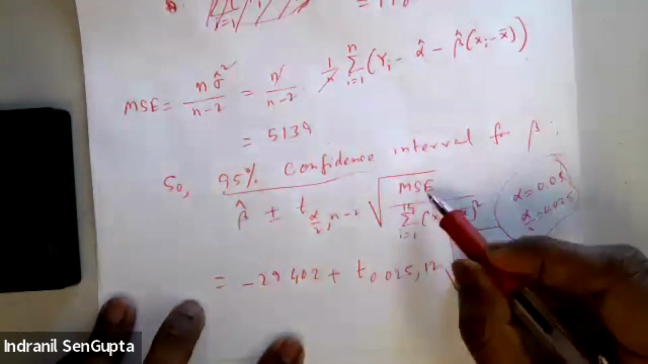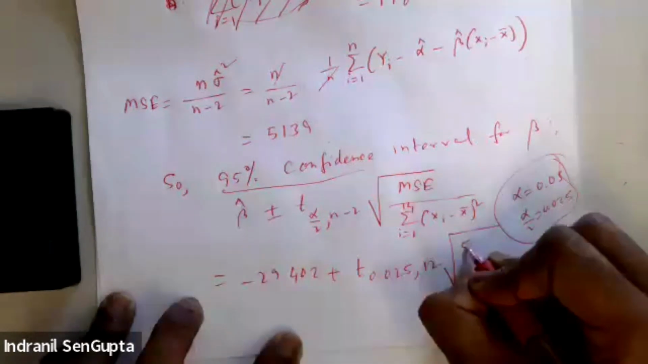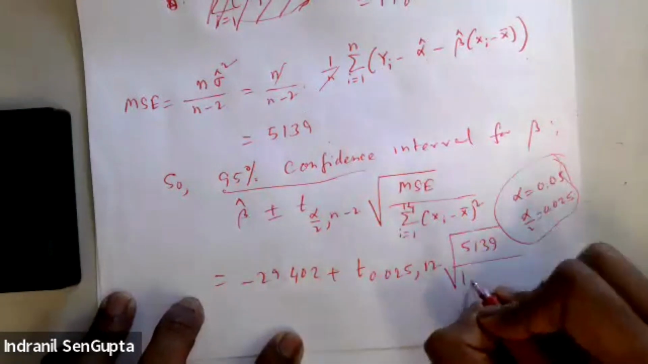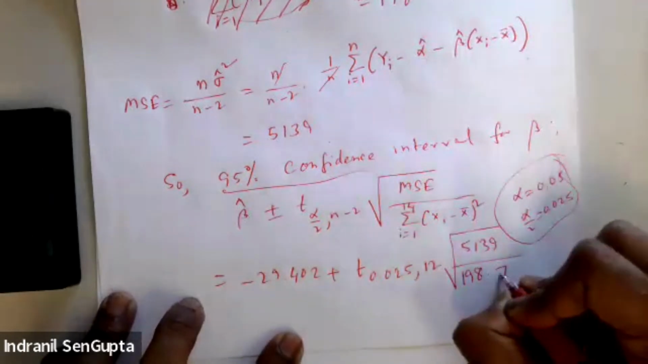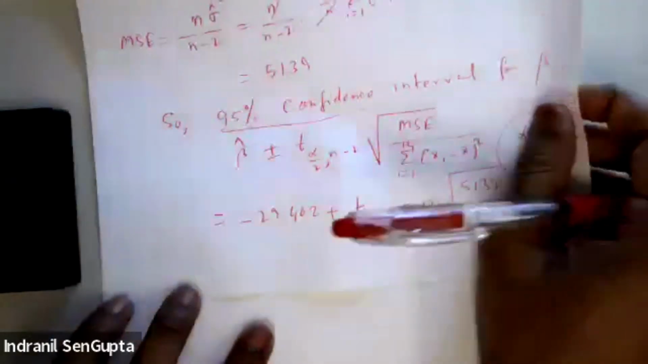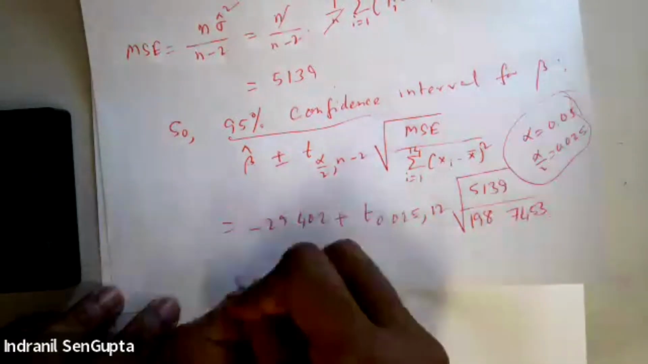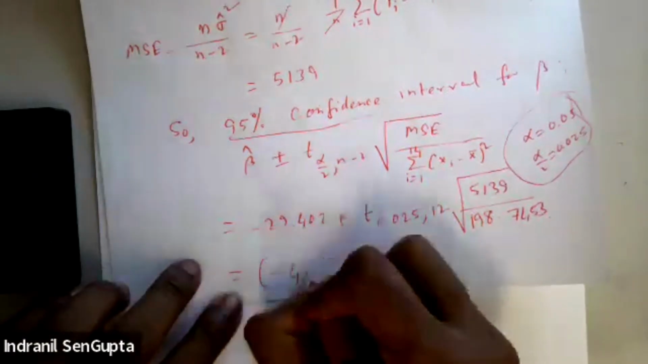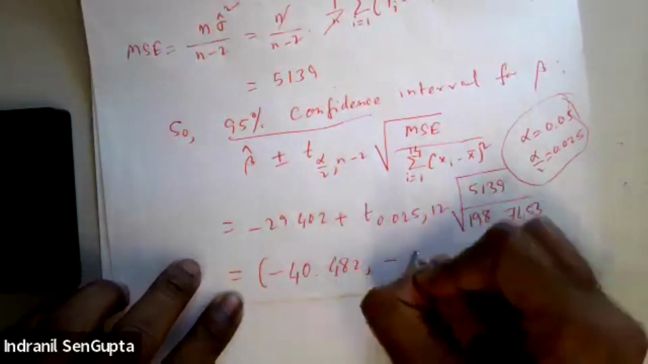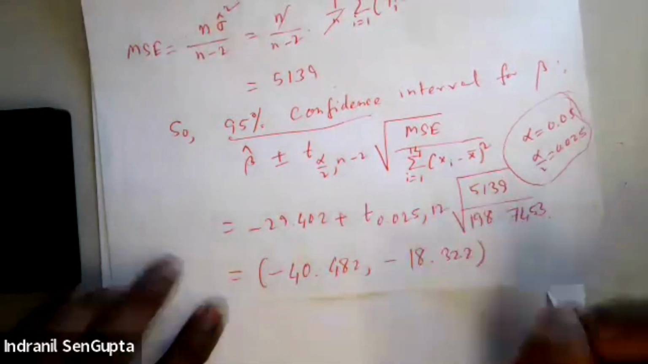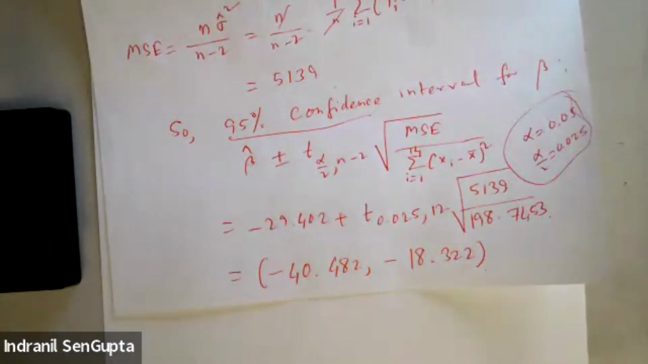And then we have all these numbers. So MSE, we found this is 5139. And this is something we found, 198.7453. So if you compute, it's minus 40.4822 minus 18.32. Okay. What does it mean? Well, it is what it is.